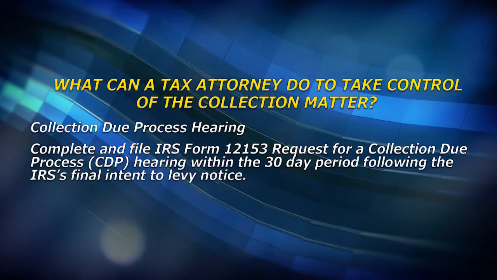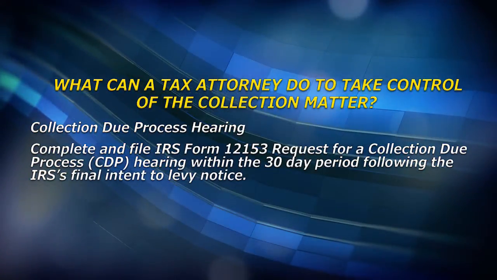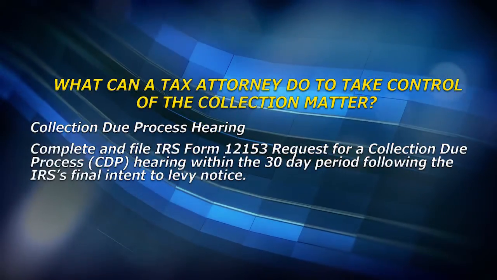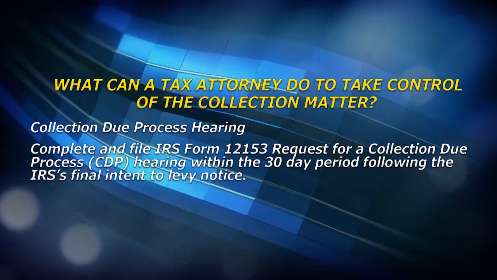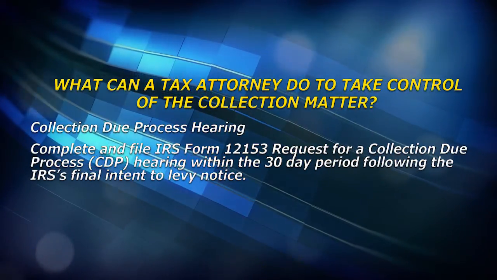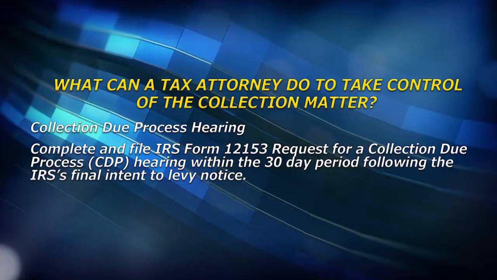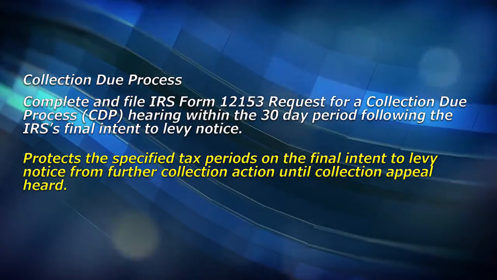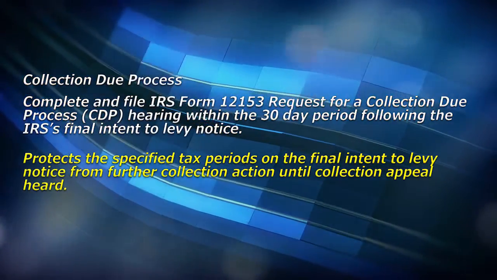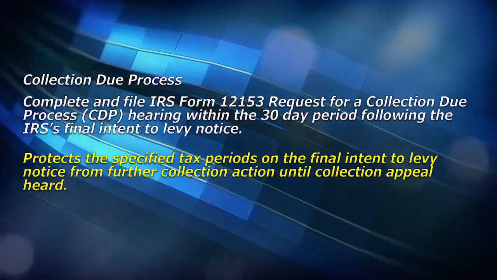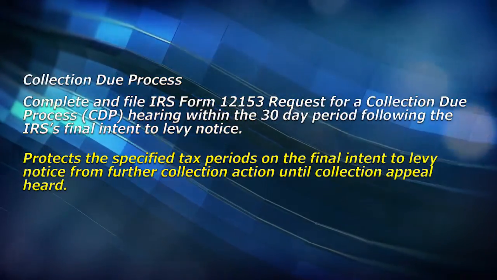Okay, so let's first talk about collection due process hearings. In order to request a collection due process hearing, the taxpayer needs to file Form 12153, which is a request for a collection due process hearing. You must do this within the 30 days of receiving the IRS's final intent to levy notice. The first thing this does for us as your attorney, as your law firm, is it protects the specified tax periods enumerated on the final intent to levy notice document from further collection action until your appeal is heard. It freezes the collection department.